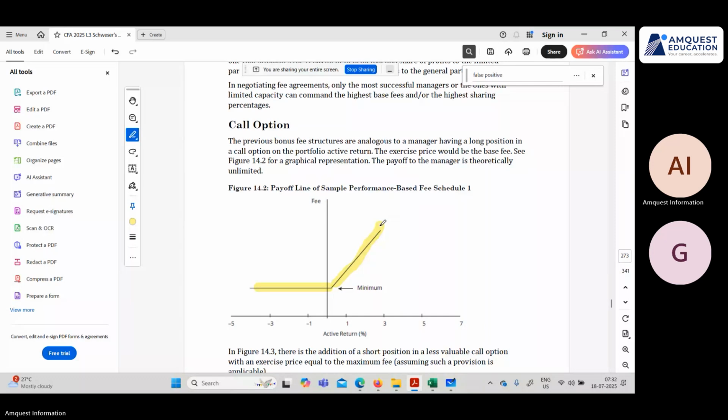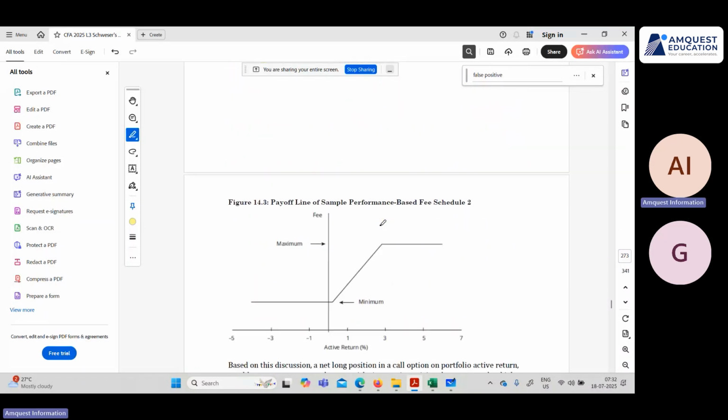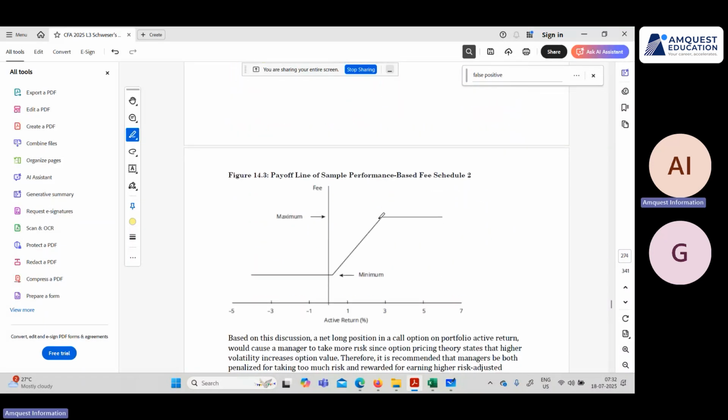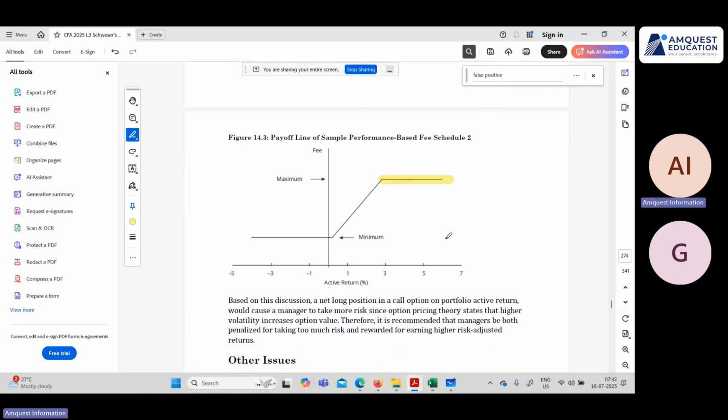And how about this one, where he also has a limited upside? When I said that I can give you profits, but up to something, he has a base, his profit starts increasing, but only up to a certain limit, and then it saturates. So we say that he has a limited upside as well.